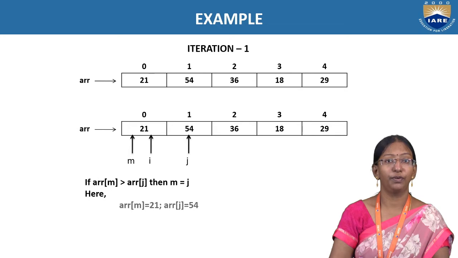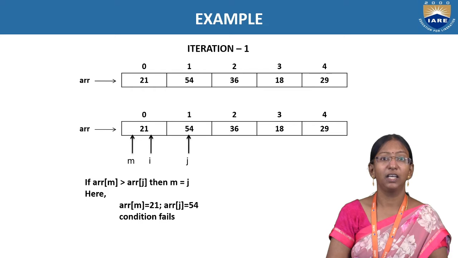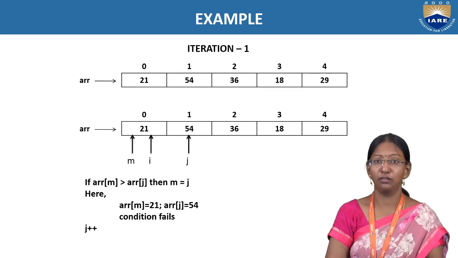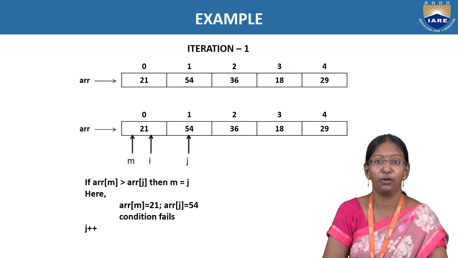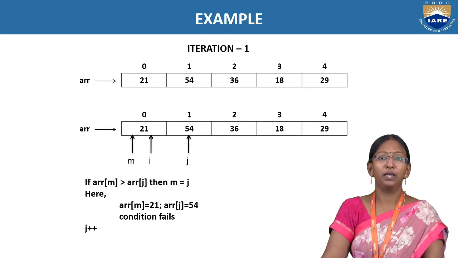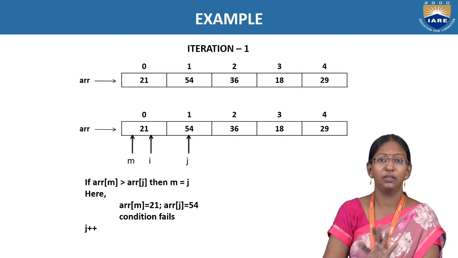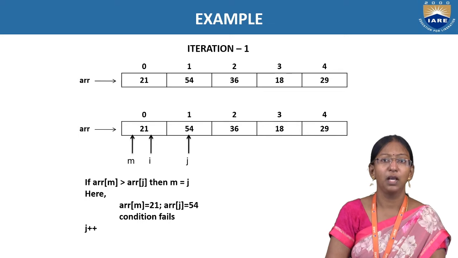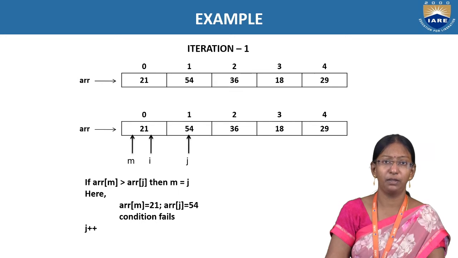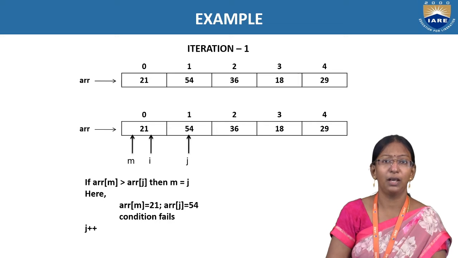Here A of M is 21 and A of J is 54, and the condition fails. If the condition fails, there is nothing to do. Just increment the J pointer. Guys, once again I am telling you, listen to me very carefully. In the first iteration, we compare the elements pointed by M and J. If the element pointed by M is greater than the element pointed by J, then I am going to change the M pointer to J. M is equal to J.